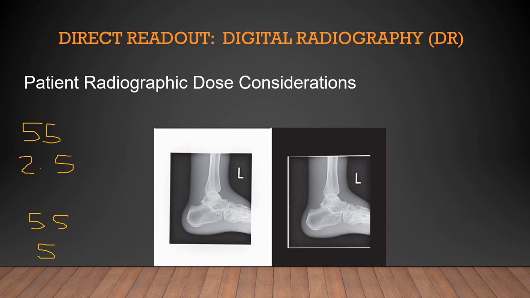So if you're told to use 55 kVp at 2.5 mAs, do it. If you use more than that, the X-ray is going to look the same. But you've overexposed the patient. The patient still receives the dose. It's kind of weird, but that's how it works. That's why I'm afraid of digital. Because digital, you can overexpose your patient all day long and you never see it.